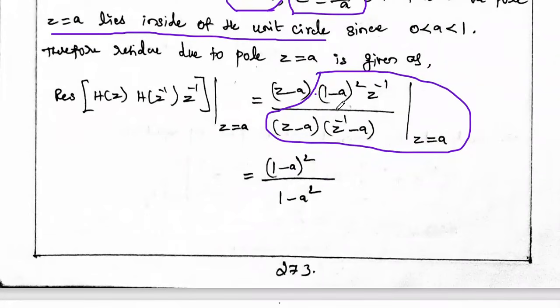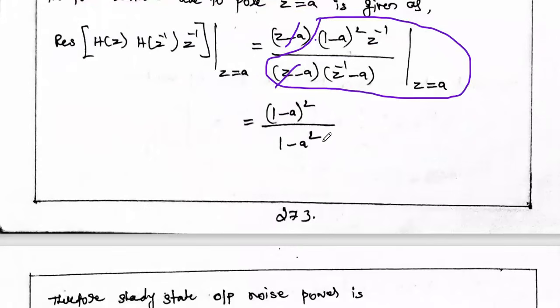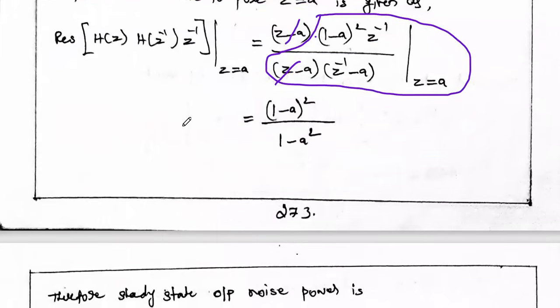So Z minus A into the total function, H of Z inverse into Z inverse, at Z equal to the first pole A. Okay, so here Z minus A cancels. Then wherever Z is available, instead of Z you just substitute A. If you substitute, you get 1 minus A the whole square divided by 1 minus A squared. So this is the residue value.